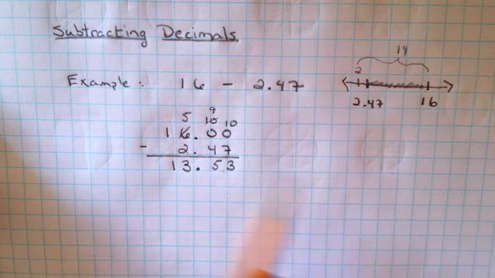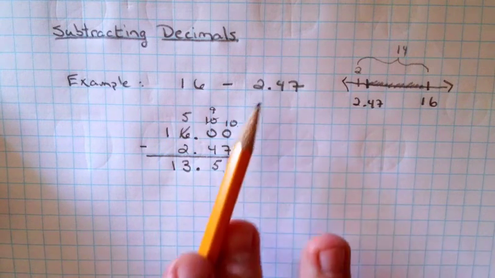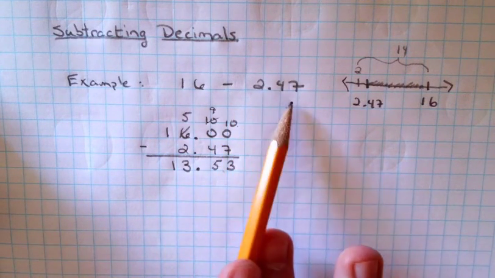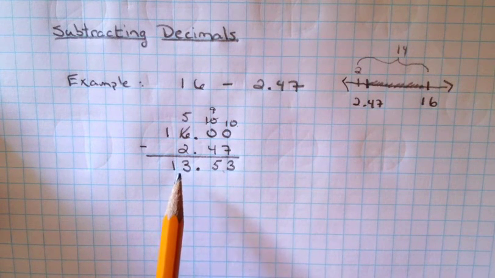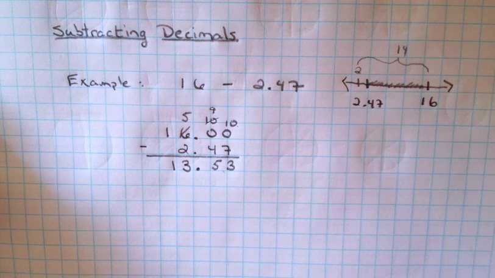So you can think about this problem like I've got $16 in my pocket, and I'm going to purchase something that is $2.47. What is going to be left over? Well, I'll have $13.53 left over.